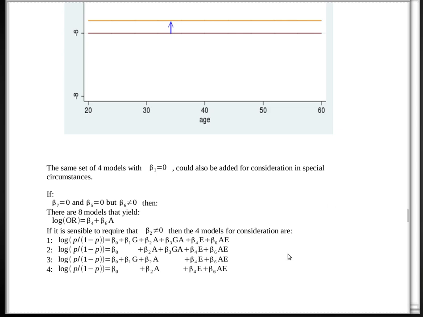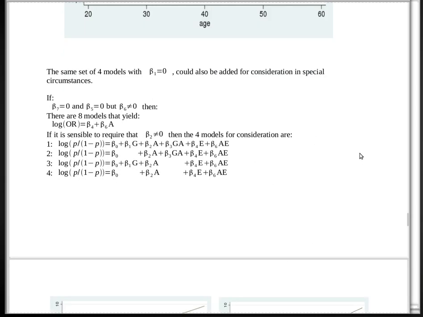Okay. Now let's have a look at another scenario that might be possible for us. And that is that beta 7 is 0 and beta 5 is 0, but beta 6 is not 0. Okay. Now what are we getting? We're going to get a collection of 8 models that all have the log odds ratio being a function of age, and the slope of that line is beta 6.